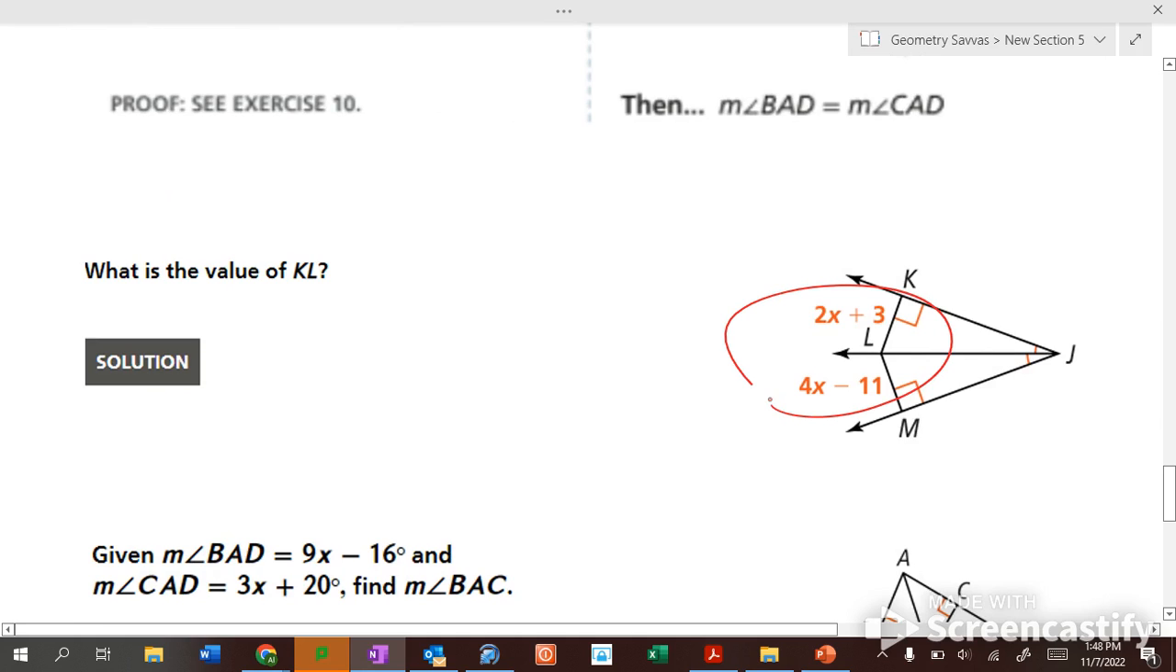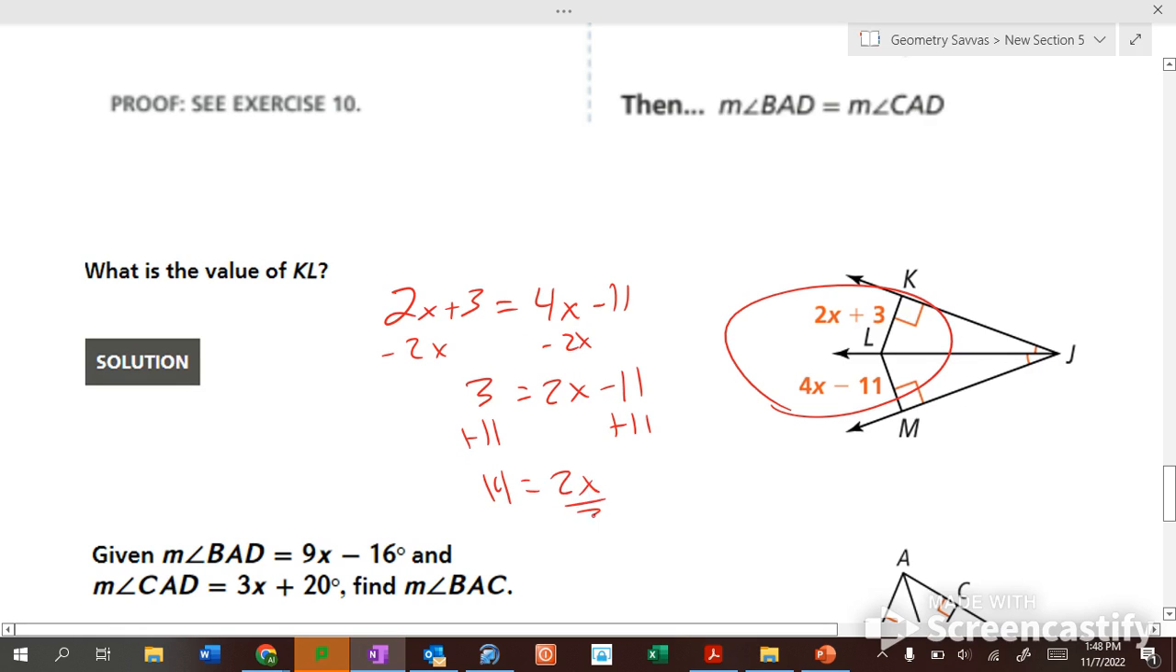So what's the value of KL? To find the value of KL, what do we do with these two? Set them equal to each other. 2x plus 3 equals 4x minus 11. So if we subtract 2x from each side, 3 equals 2x minus 11, add 11. 14 equals 2x, divide by 2, x equals 7. So 4 times 7 is 28. 28 minus 11 is 17. 2 times 7 is 14, plus 3 is 17. How long is KL? It is 17. Okay?